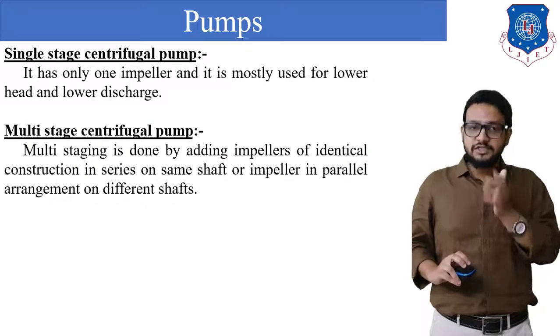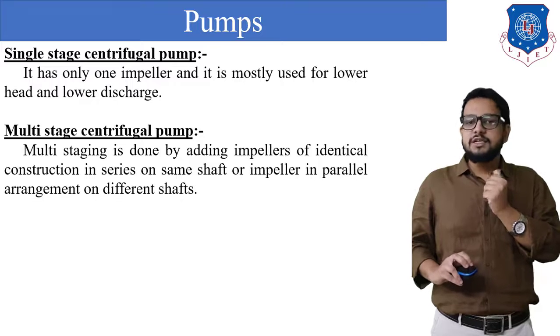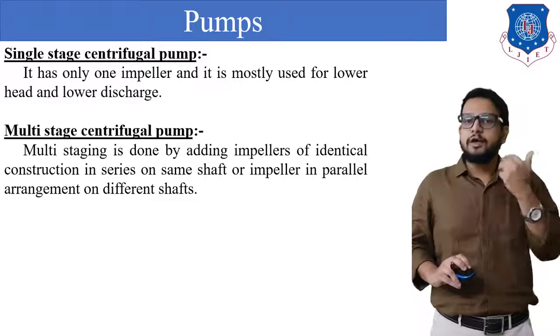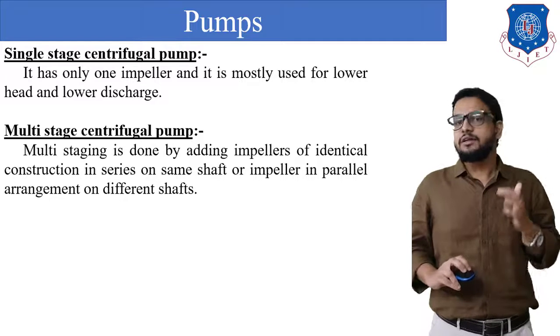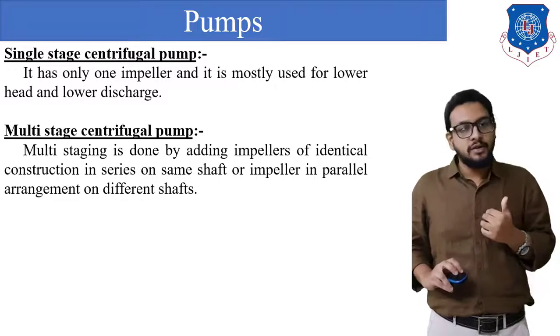Whereas in a multi-stage centrifugal pump, multi-staging is done by adding more than one impeller, which means by adding impellers of an identical construction, either in a series connection or in a parallel connection.